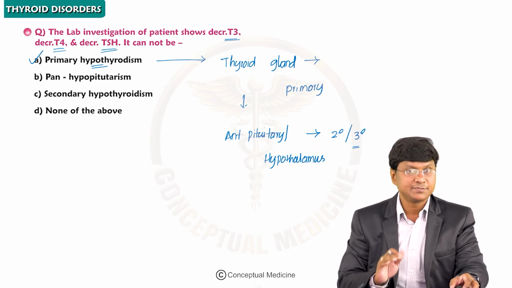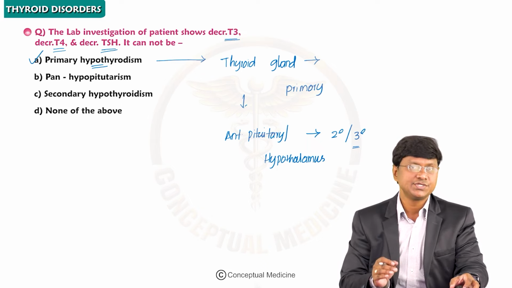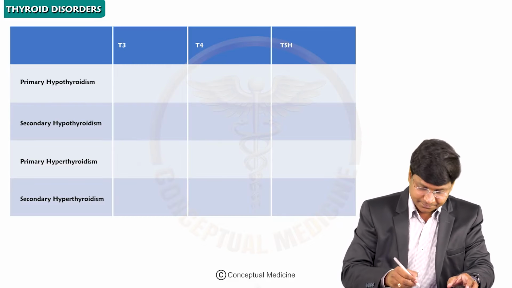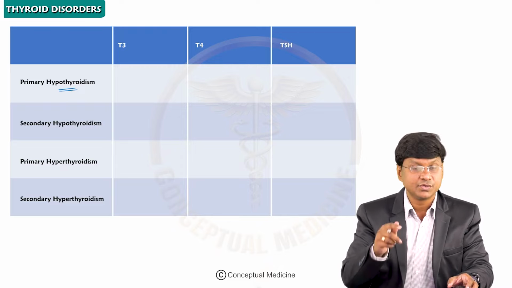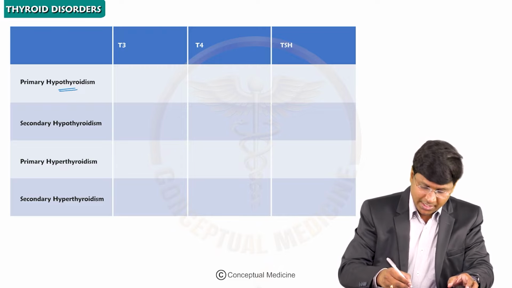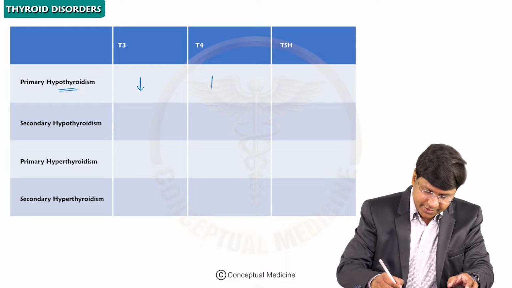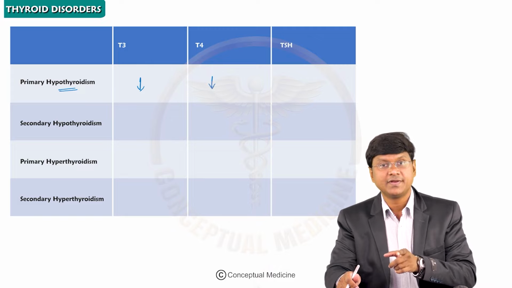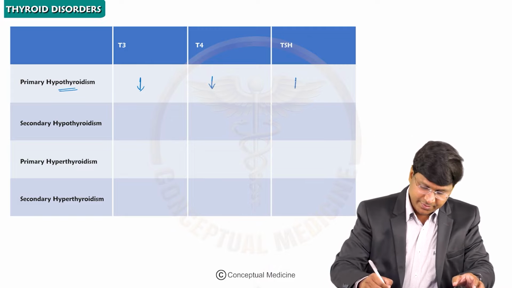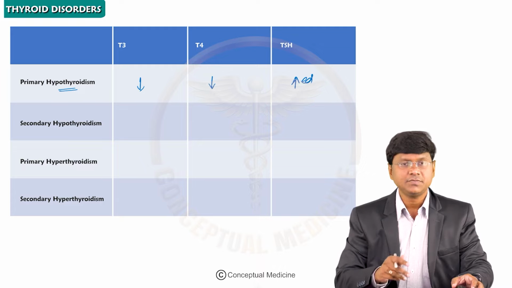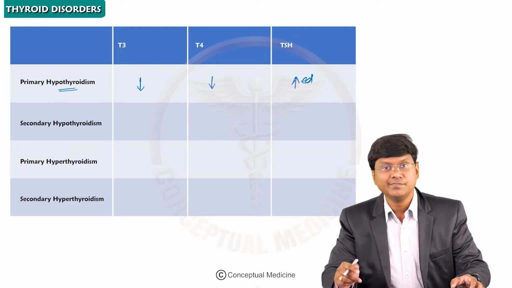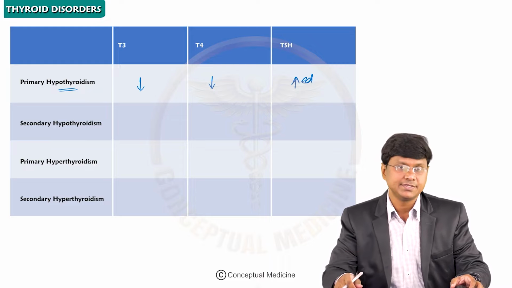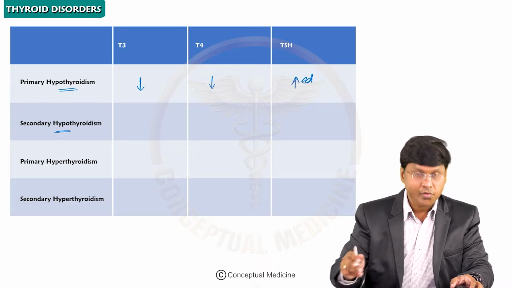Now let me explain what will be T3, T4, TSH in primary and secondary thyroid related disorders. Primary hypothyroidism: where is the problem? The problem is within the gland. So T3, T4 will be reduced. When T3, T4 is reduced, what will happen to your TSH? The TSH will be increased. Why? When T3, T4 is reduced, there will be inhibition of the negative feedback mechanism, so TSH will increase.